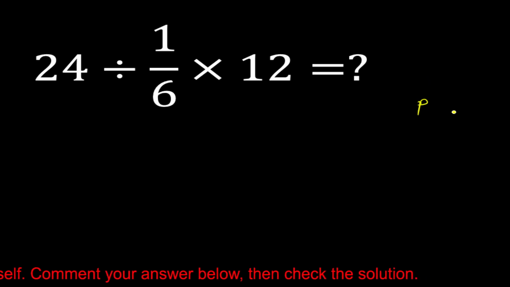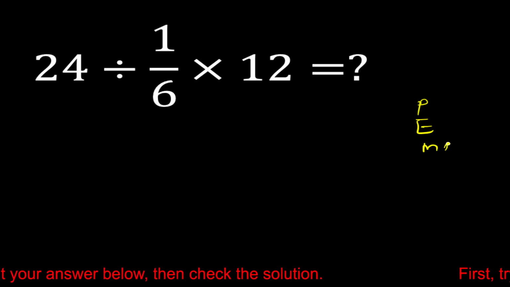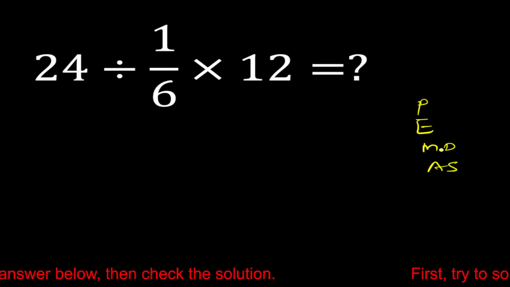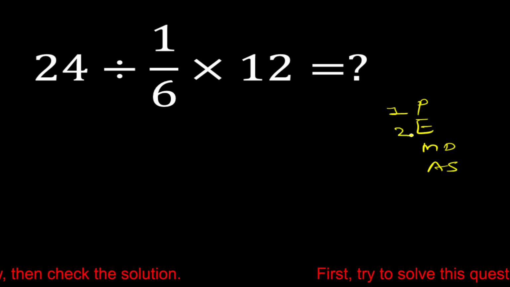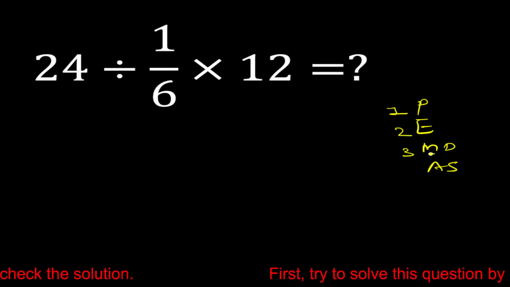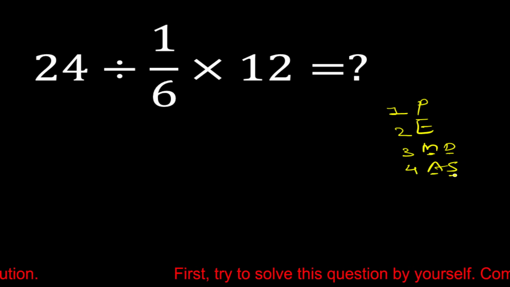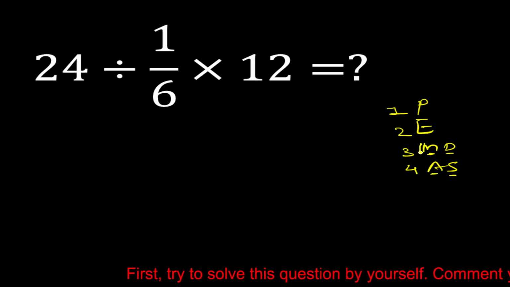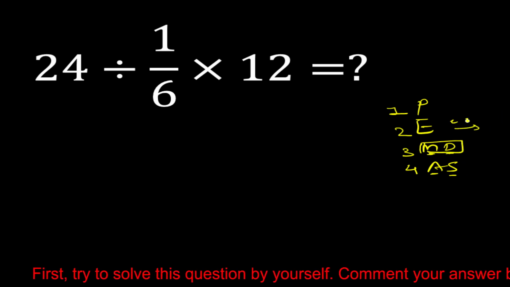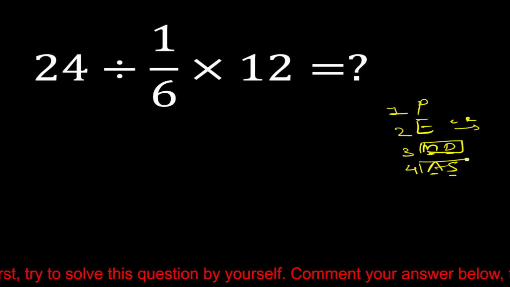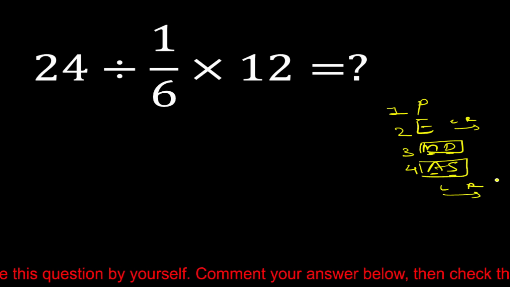PEMDAS. According to the PEMDAS rule, first priority is parenthesis, then second priority is exponents, third priority is multiplication and division, fourth and last priority is addition and subtraction. Here multiplication and division both have equal priority, so we have to solve it from left to right. And also addition and subtraction both have equal priority, so we have to solve it from left to right.